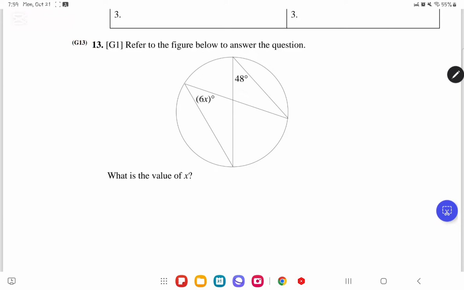What is the value of x? By looking at this, you will see that they're both intercepting the same arc. If they're both intercepting the same arc, then that makes them equal, so 6x is equal to 48, x is then equal to 8.